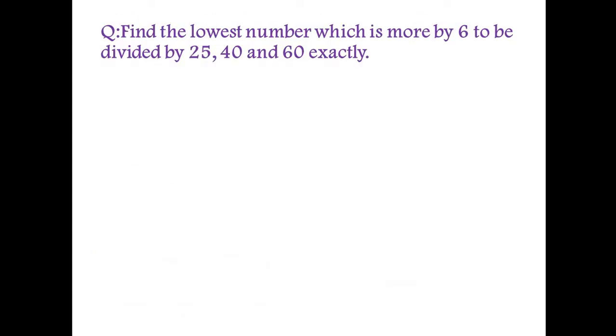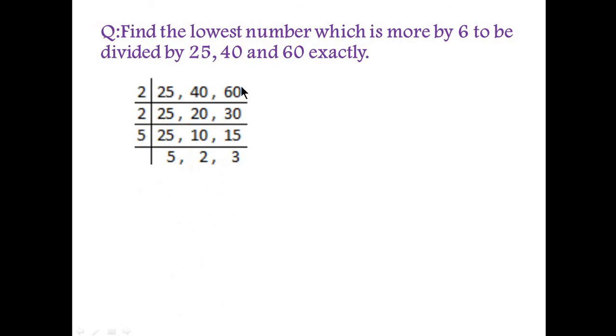Let's practice this question. Find the lowest number which is more by 6 to be divided by 25, 40, and 60. So first of all, we have to take the LCM of this. So just arrange in this manner. After that, just simply divide by any common factor. 25 is not divisible by 2, so just keep it in the next row as it is. 2 twos are 4, 3 twos are 6, so these are actually divisible by 2, so that's why we are dividing them. Next, 20 and 30 can be divided by 2 like this. 10 twos are 20, 15 twos are 30, and 25 will be as it is.